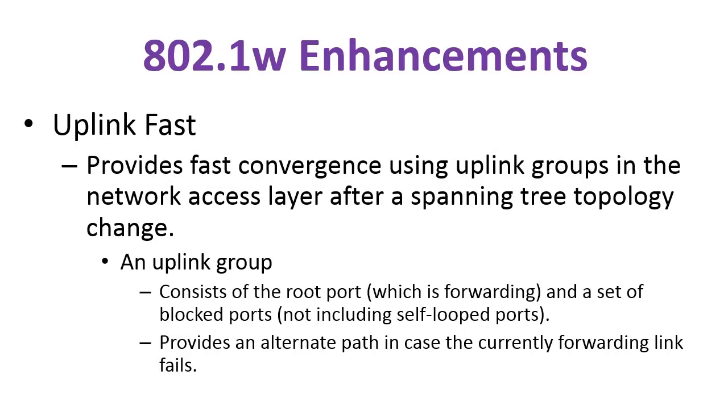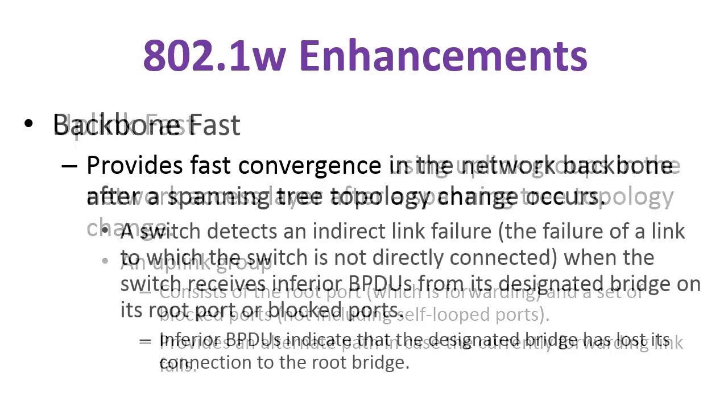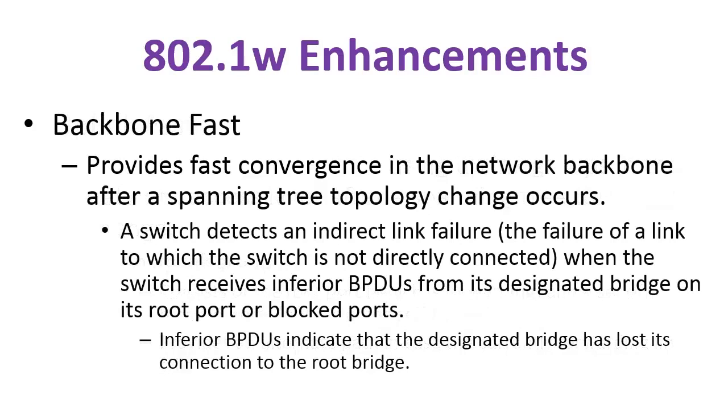First, uplink fast. Uplink fast provides fast convergence using uplink groups in the network access layer. An uplink group consists of the root port, which as you know is forwarding, and then a set of blocked ports. It provides an alternate path in case the currently forwarding link fails, and it does so immediately.